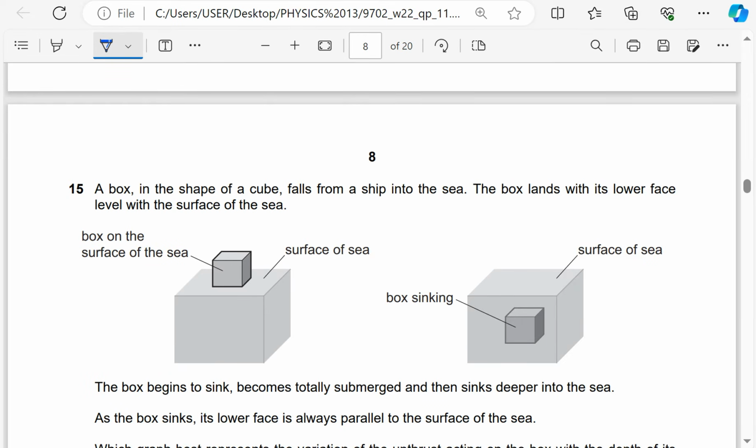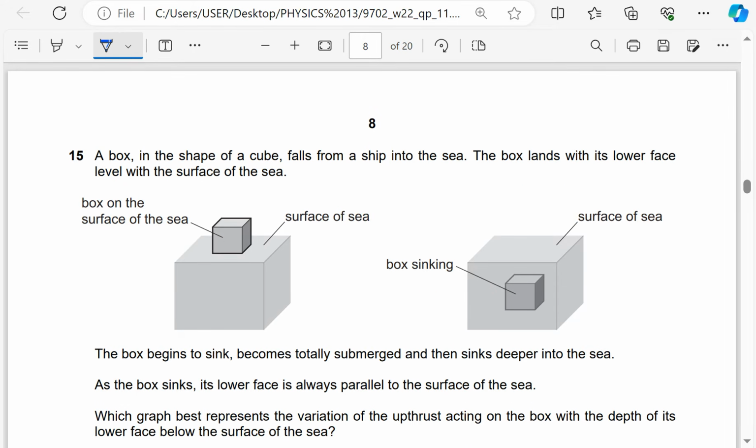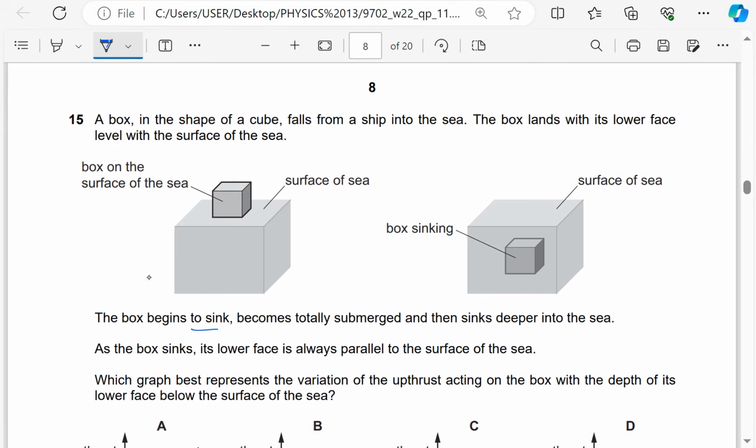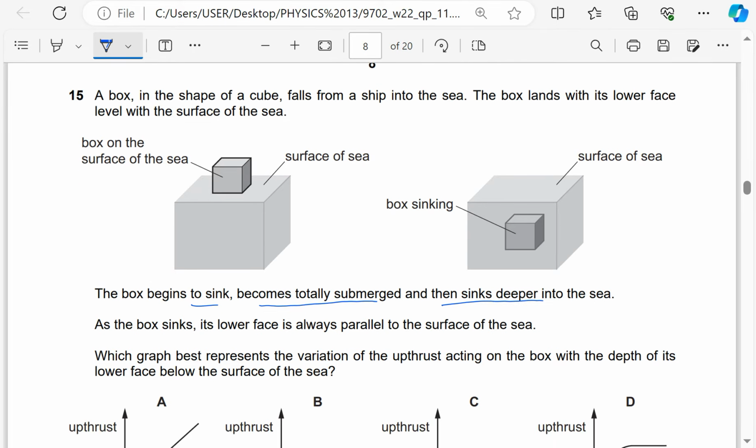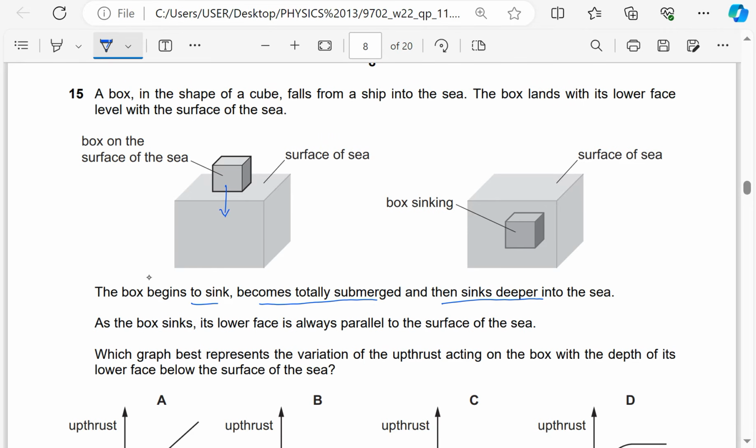A box in the shape of a cube falls from a ship into the sea. The box lands with its lower face level with the surface of the sea. So here we have the diagram. The box begins to sink, becomes totally submerged, and then sinks deeper into the sea. Now, when it begins to sink, of course, it has its weight downwards, it has the upthrust upwards.